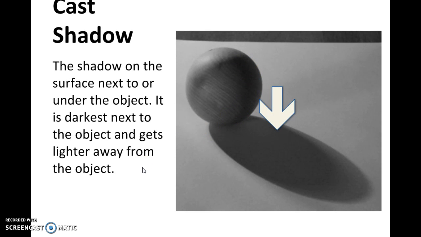And lastly, we have our cast shadow. This is the shadow on the surface next to or under the object. It's usually darkest closest to the object, and then it might get lighter as it moves away. You can also see that the edge of that cast shadow becomes softer as it gets further away from the object.